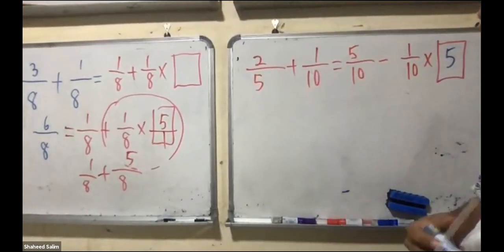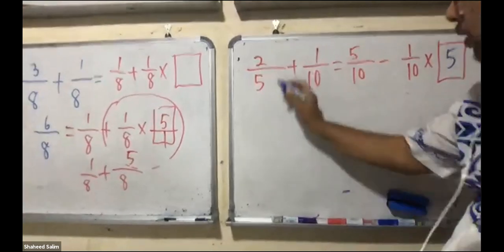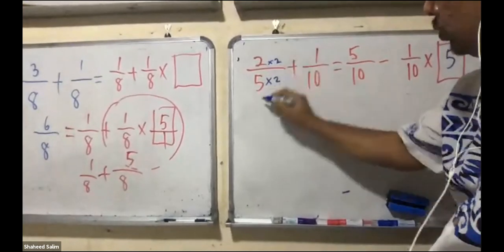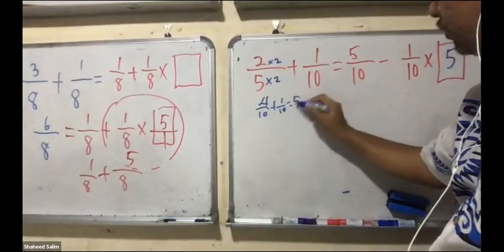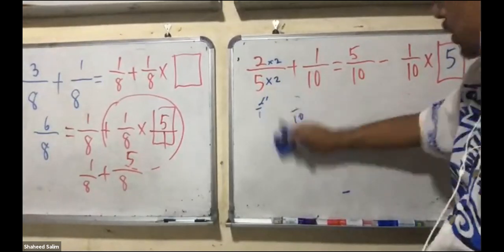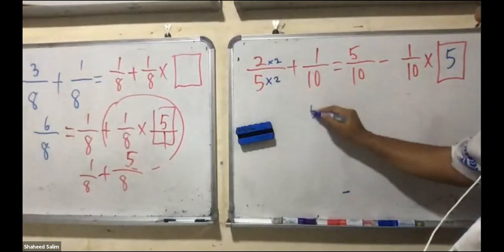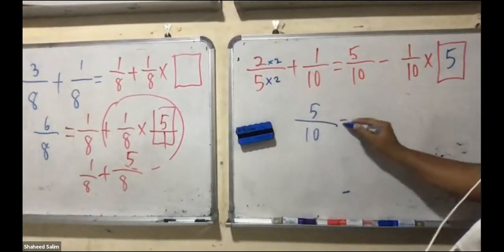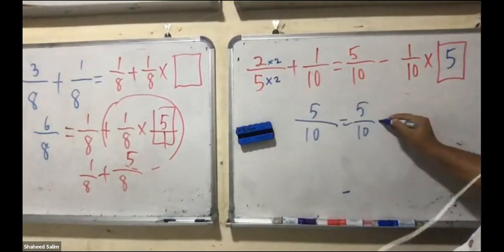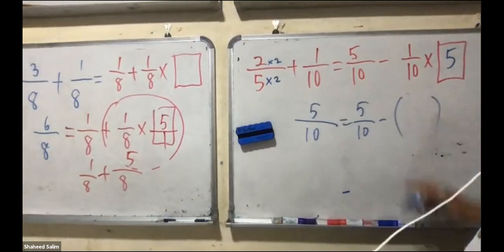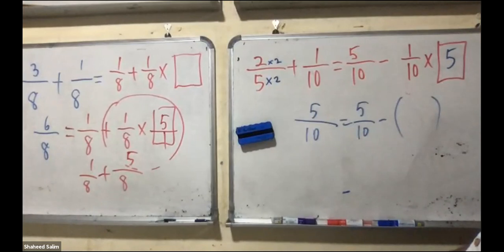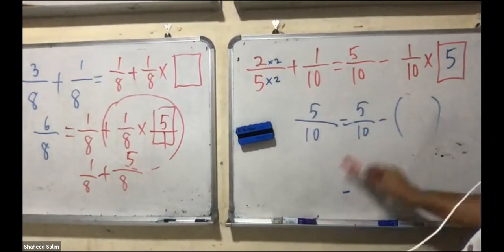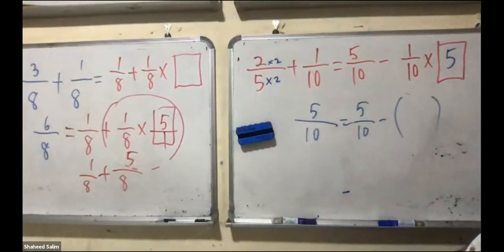Zahira, the left side, you must times 6 by 2, 4 over 10 plus 1 over 10. So it goes to 5 over 10 over here. So now, Shafika also see, 5 over 10 is equal to 5 over 10 minus what? What must be here? 5 over 10 minus what gives you 5 over 10?